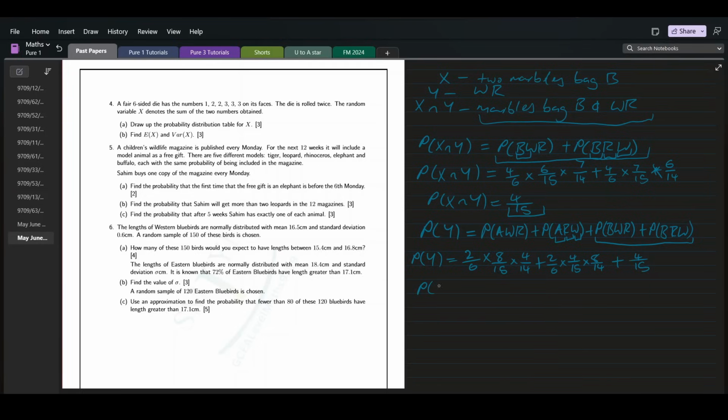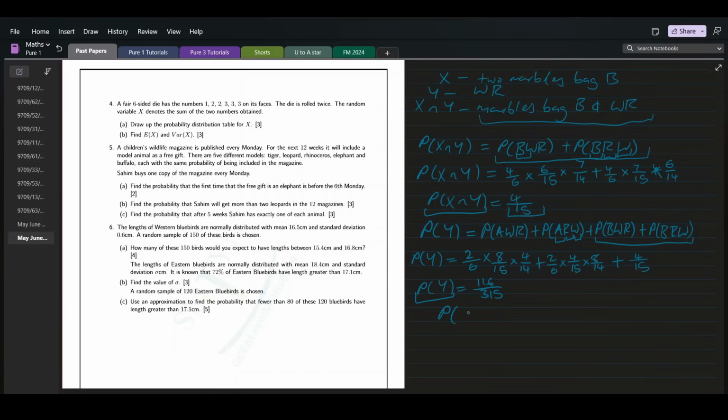So let's punch what we have into the calculator. This is 2 over 6 times 8 over 15 times 4 over 14, plus 2 over 6 times 4 over 15 times 8 over 14 plus 4 over 15, and this gives us 116 over 315.